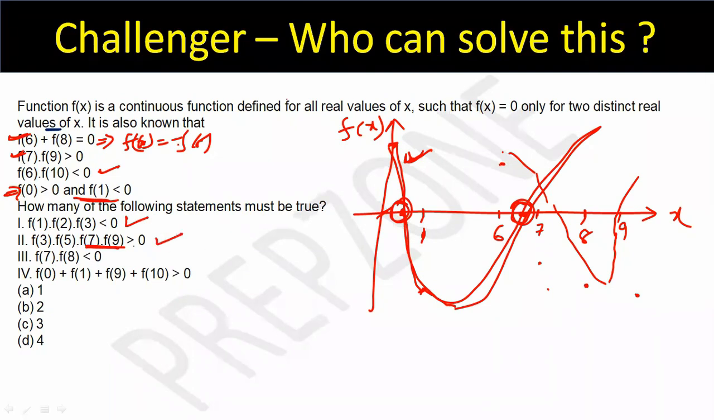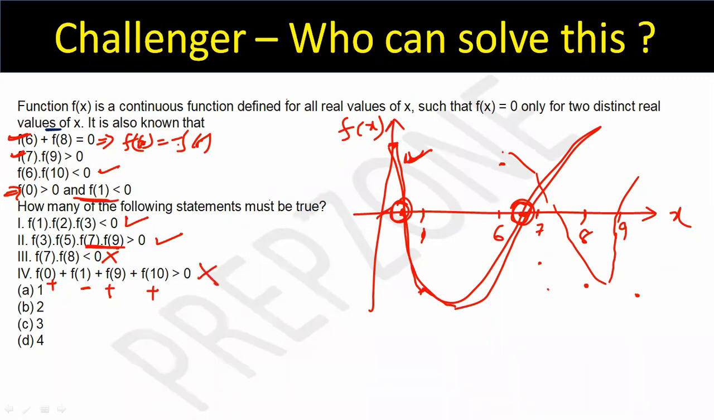Then 7 into 8, is the value negative? No. The value at 7 is positive, and at 8 it is also positive. So the multiplication has to be positive. So this statement is not correct. Statement number 4: okay, this is addition. f of 0 is positive. f of 1 is negative. f of 9 is positive and f of 10 is positive. Great. But can I definitely say that this is greater than 0?